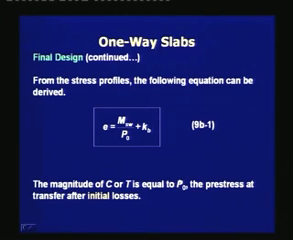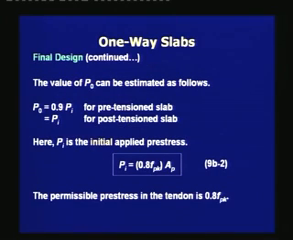Thus, by this equation, we are able to determine the lowest possible location of the centroid, and this will lead to an economical section. The value of P0 can be estimated as follows. P0 is equal to 0.9 Pi, that means 90% of the initial prestress for pre-tension slab, and it can be 100% of the initial prestress for the post-tension slab.